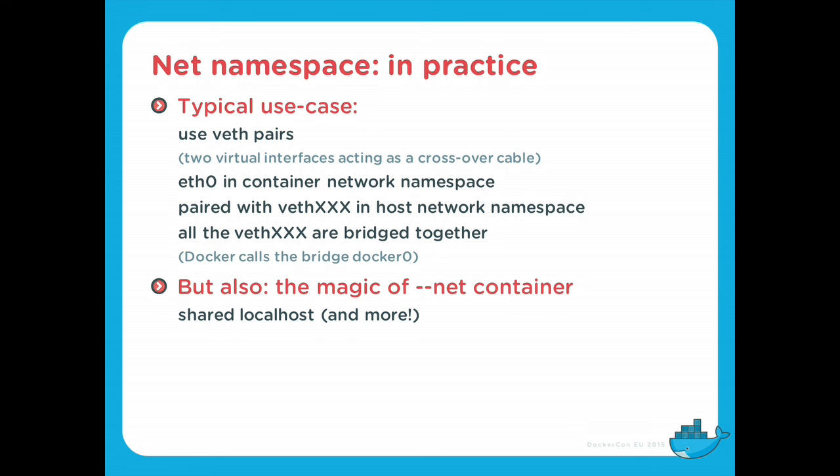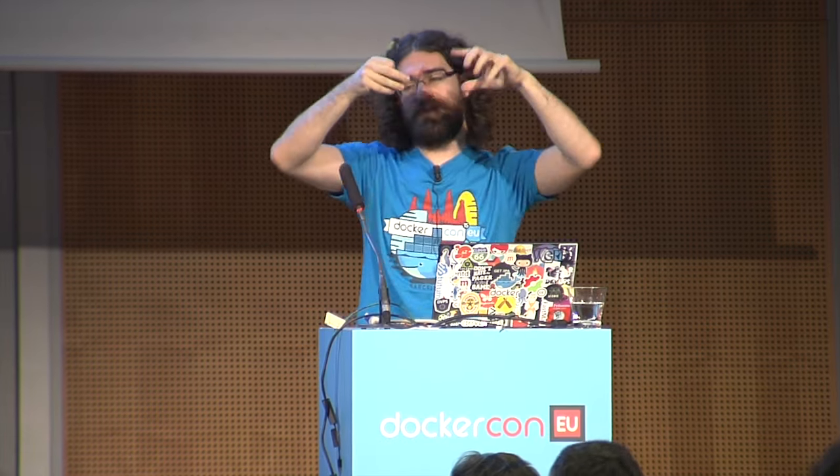The typical use case for containers is to use the veth virtual interfaces, so that's two virtual interfaces that are just like connected with a crossover cable between them. And so you put one of those interfaces in the container and the other stays on the machine on the bridge. And so you have a virtual switch inside your Docker machine or container host, and then all the containers are connected to that switch.